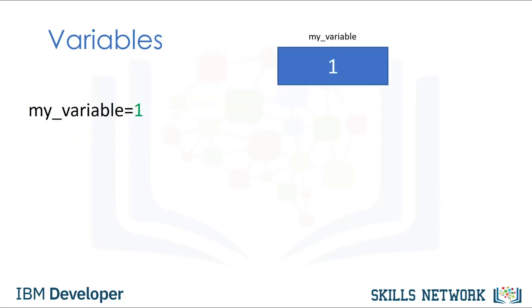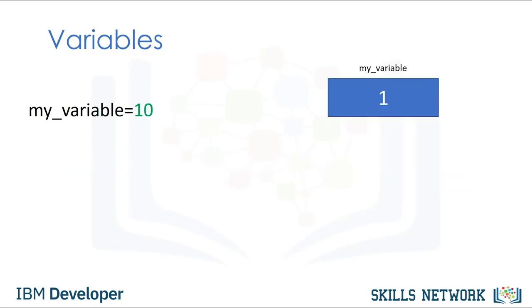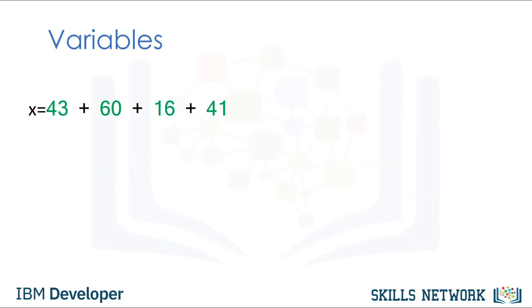In this case, we assign a value of 1 to the variable my_variable using the assignment operator, i.e. the equal sign. We can then use the value somewhere else in the code by typing the exact name of the variable. We will use a colon to denote the value of the variable. We can assign a new value to my_variable using the assignment operator. We assign a value of 10. The variable now has a value of 10. The old value of the variable is not important.